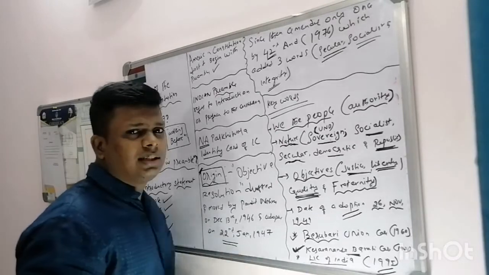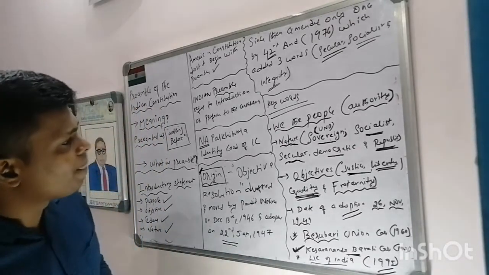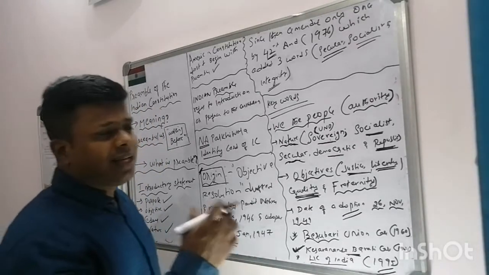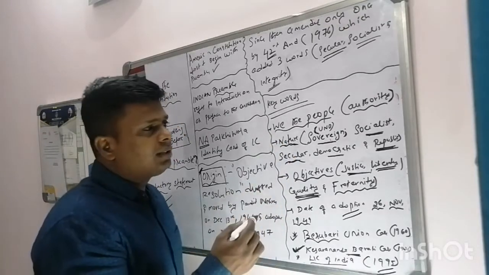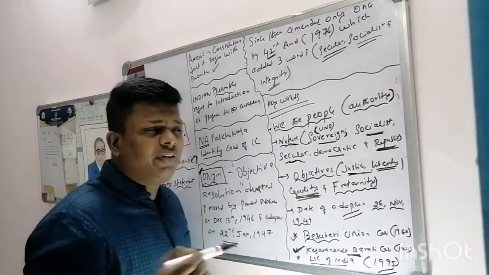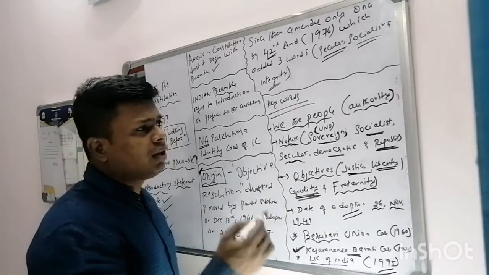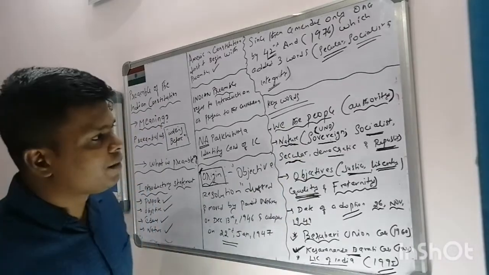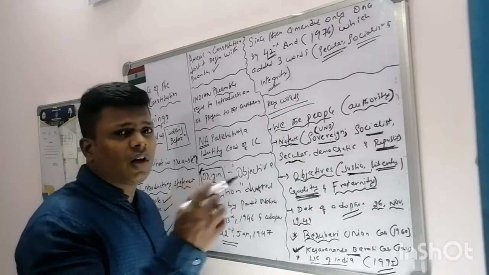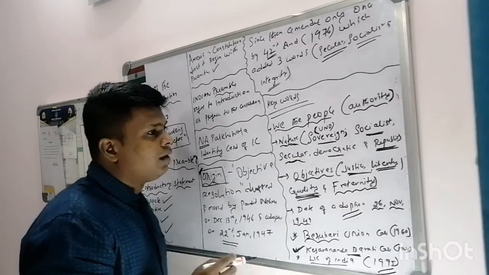Now let us understand certain keywords of our constitution. The preamble starts with "we the people." So what does it say? It says the Constitution of India derives its authority or source from the people of this country. So the people of this country are the authority of the constitution.